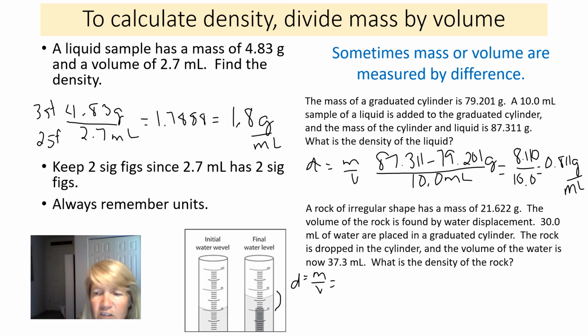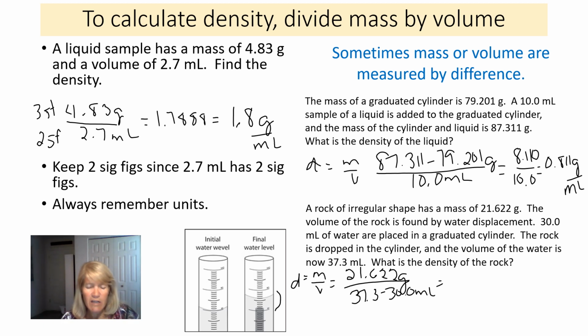So our mass is given straight up, 21.622 grams. And then the volume, so it was 37.3 after we put the rock in, and it was 30.0 before the rock, and so that's by difference. So when we subtract those two, that's 7.3, so we're going to have 7.3 milliliters for the denominator and only 2 significant figures.